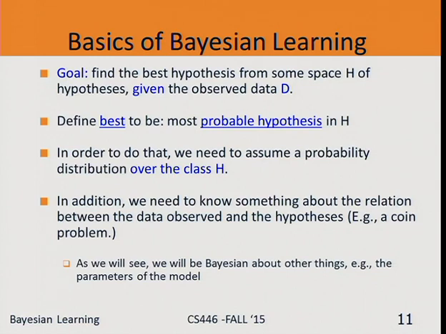so our goal is to find the best hypothesis, H, from some space, capital H, given that we observe data, D. In fact, very similar to the goal that we had before. Here we're going to define best to be the most probable hypothesis. Now, in order to talk about the most probable hypothesis, we need some distributions. So I need to have some probability distribution defined over the class H, over all hypotheses that we consider. We did not have that before. In addition, in order to choose, we'll have to make some assumptions about the relation between the data and the hypothesis. So assume that I look at this hypothesis, what kind of data can be observed and what cannot.